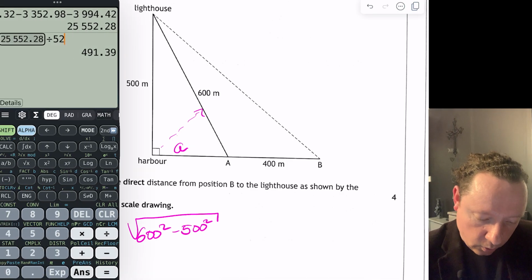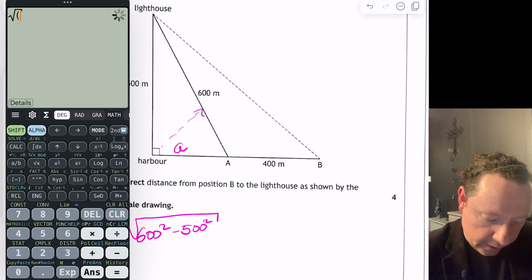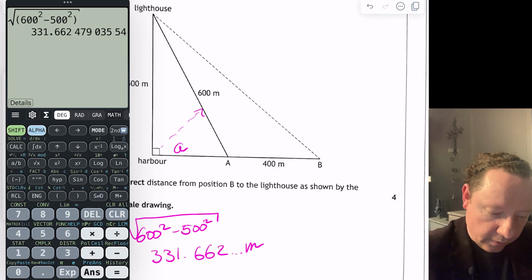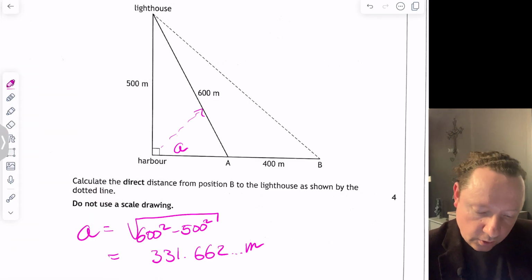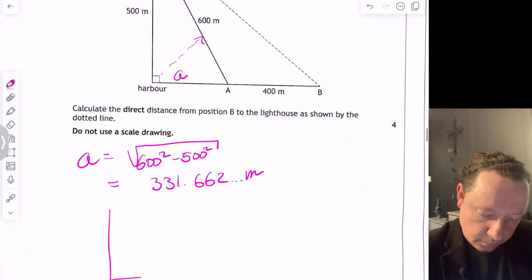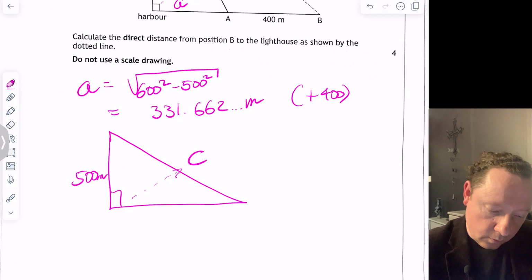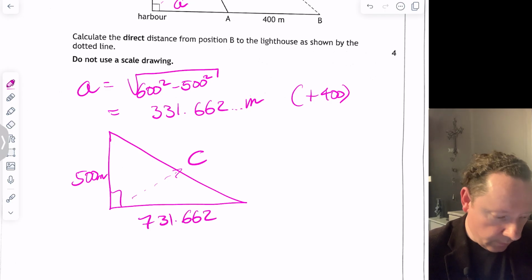So I can do that all in one go in the calculator. Square root bracket 600 squared minus 500 squared is 331.662, a bunch of other numbers, and we'll call that metres. Now I'm not going to round that now because I'm going to use that. So now I've got a big triangle and the height is 500 metres. So adding 400, we get 731.662.